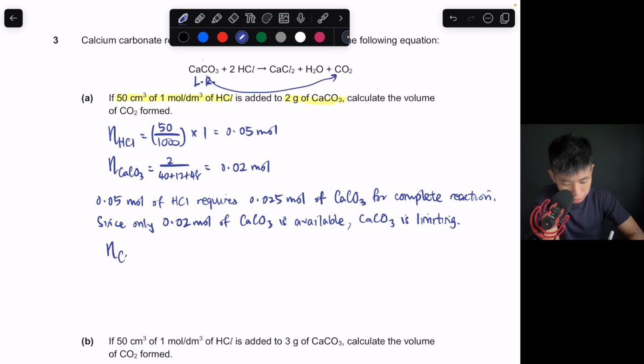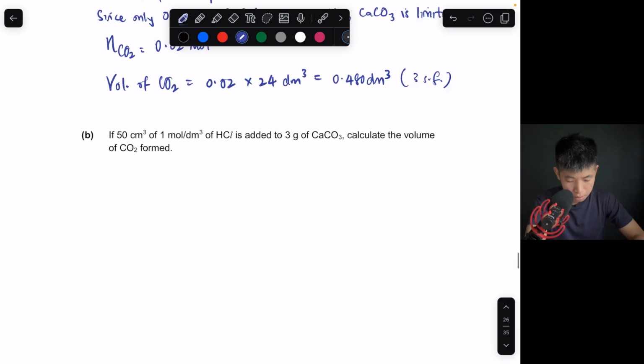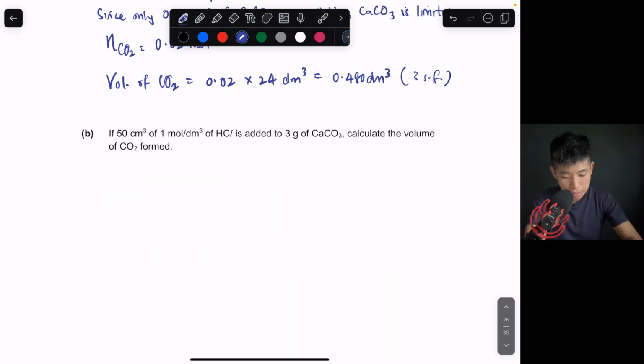So my number of moles of carbon dioxide is the same as this. So the volume is mole times 24 dm³. In this case, we have 0.48 dm³, or you can say 480 cm³. Okay, you may want to try part B. Again, it's quite similar, just that I vary the mass of calcium carbonate here. Okay, I'm going to do the same thing again.